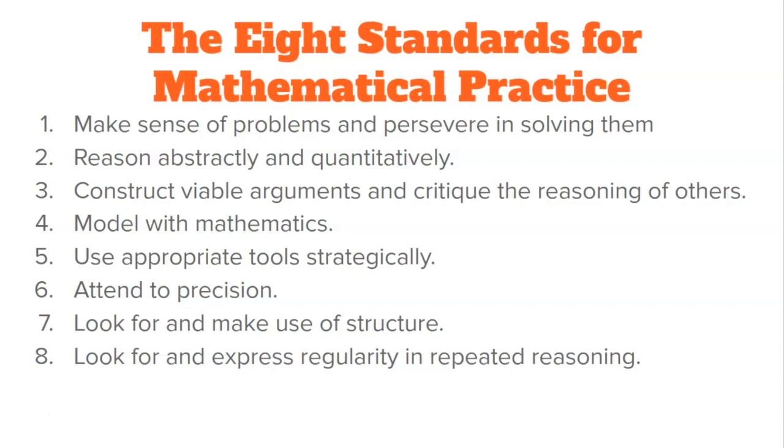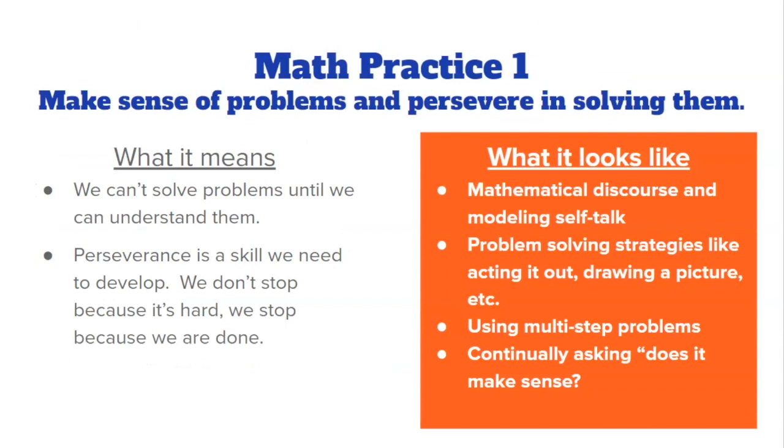We'll go over them in detail, so I'm not going to spend time reading them all out right now, but there are 8 of them. And I think the first one is pretty obvious what it means. Make sense of problems and persevere in solving them. We can't solve problems until we know what we're actually trying to do. And so we really need to be able to make sense of that. Our problem-solving strategies, which we will be addressing a little bit later, are going to come into play on that. But the second one is perseverance.